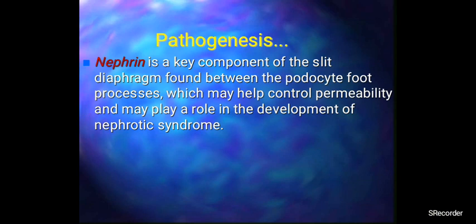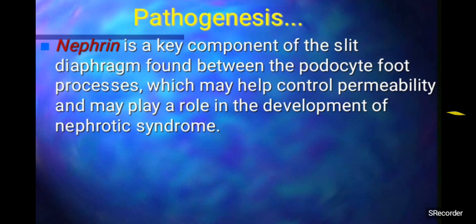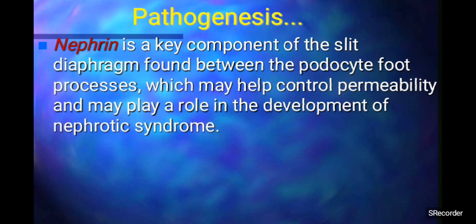To further continue with the pathogenesis, there is what we call nephrin. This is a component of the slit diaphragm found between the podocyte foot processes, which may help to control permeability of the glomerulus. So when there is damage to nephrin, there is loss of permeability of the glomerulus, and that's why we shall have loss of proteins in urine.